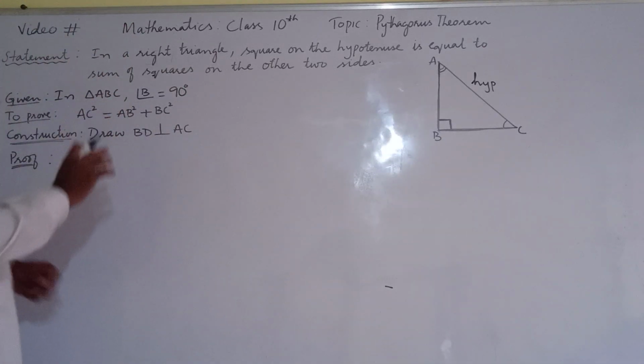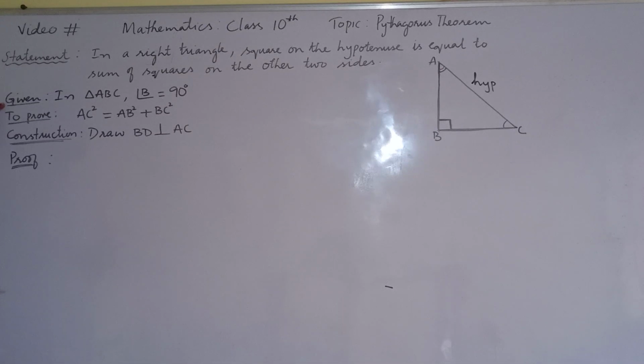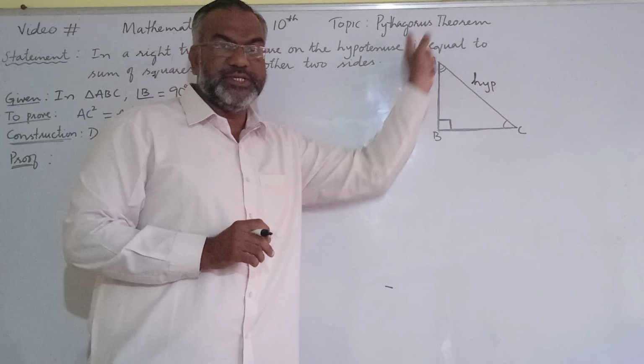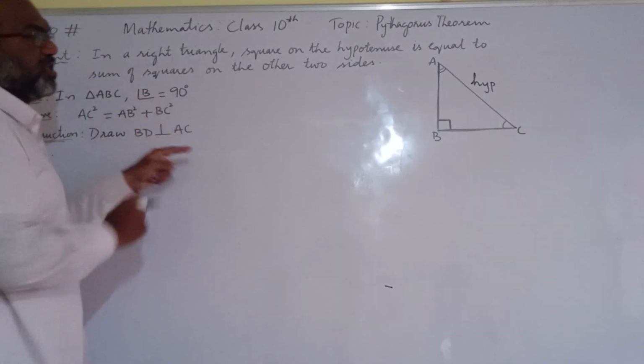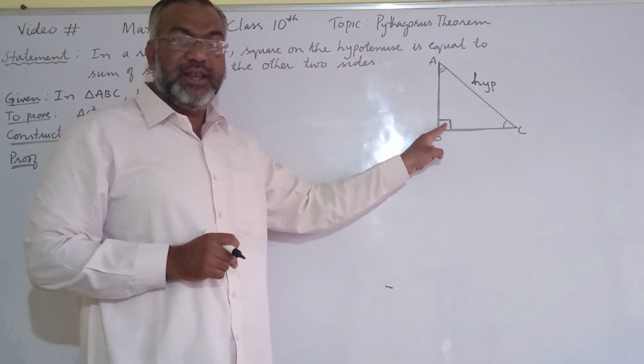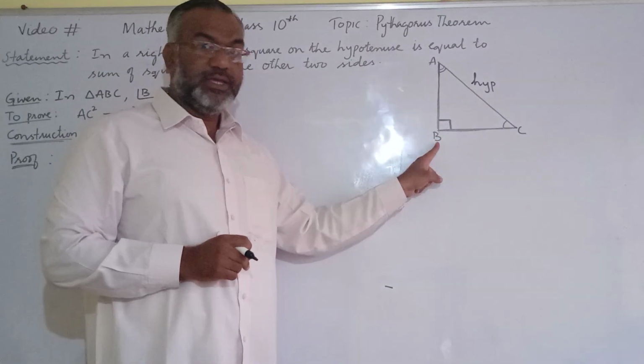So we have to now prove this. For proving, I have written what is given. What is given here? In triangle ABC, in triangle ABC, angle B is equal to 90 degrees. The right angle is at B.